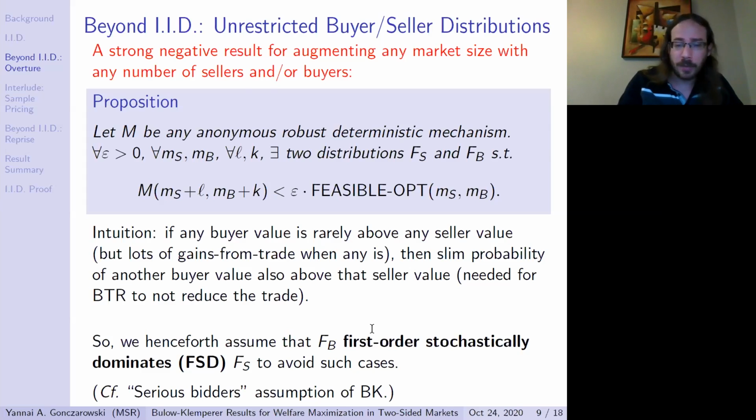Let me just finish this sentence. And FB first order stochastically dominating FS is actually a generalization of saying the support of FB is higher than the support of FS.